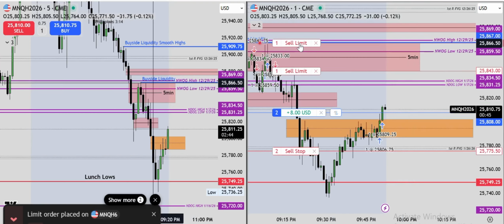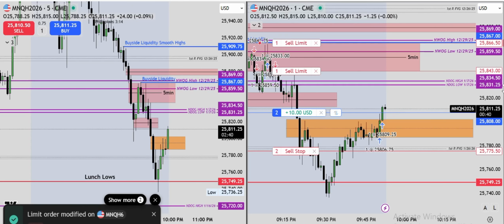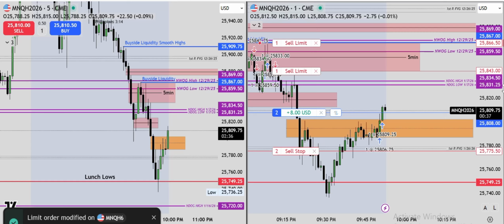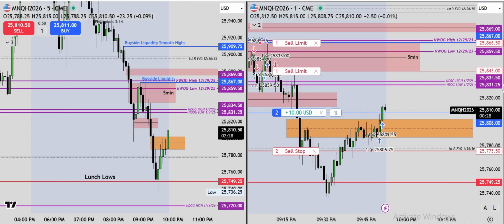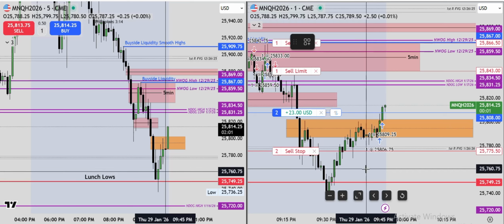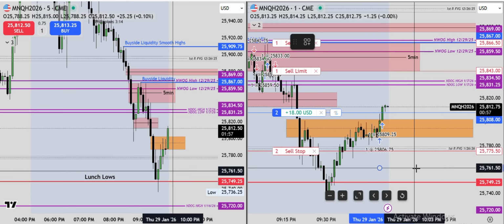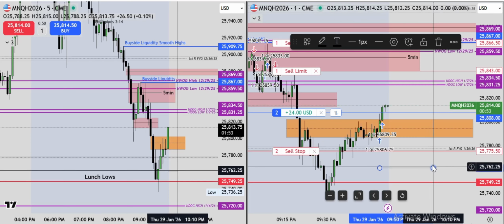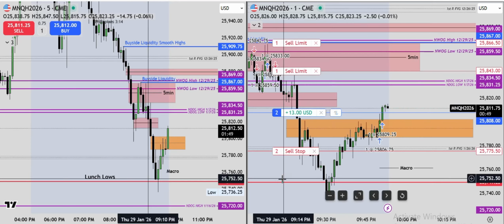Looking to take a partial at the bottom of that 5-minute fair value gap that started that initial move down to take out those lunch lows. Added a second contract. I like the way price looks. I'm trying to get better at adding on, especially on down close candles. I would prefer to enter on a PD array, but if I could get a down close candle, and as long as I'm staying below equilibrium, then I'm okay with that.